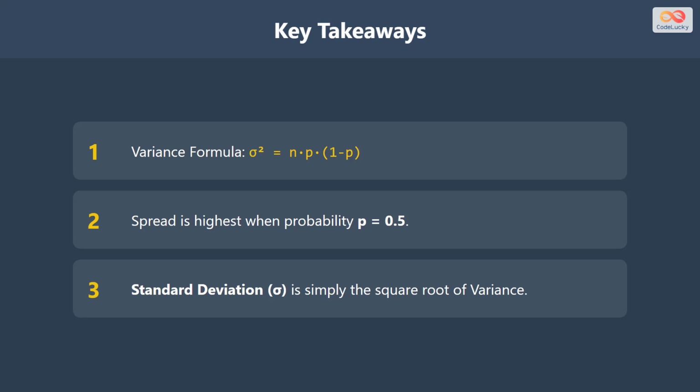To wrap up, remember these 3 points. First, the formula for variance is n times p times 1 minus p. Second, the spread of data is largest when the probability is 0.5. And third, to get the standard deviation, just take the square root of the variance.